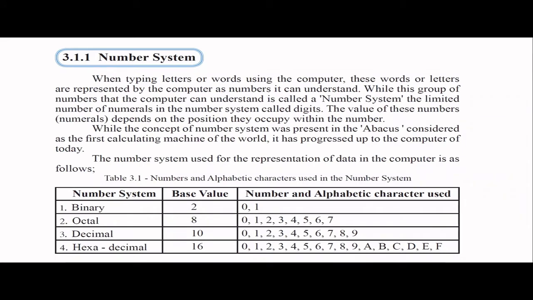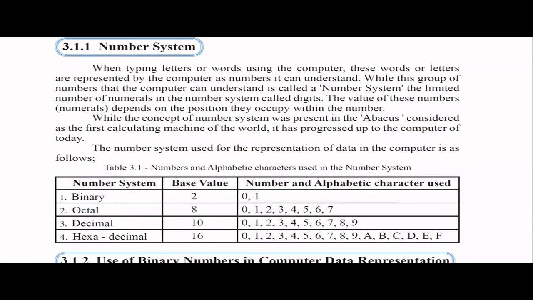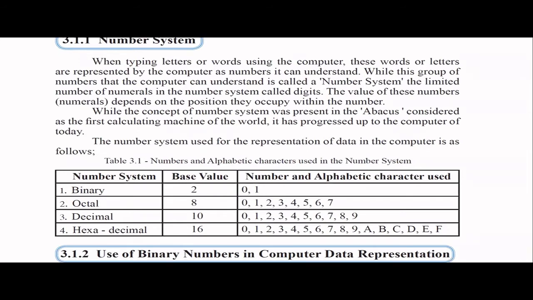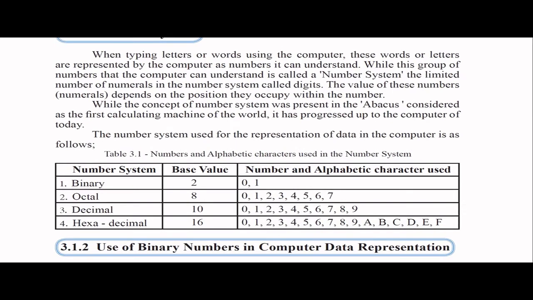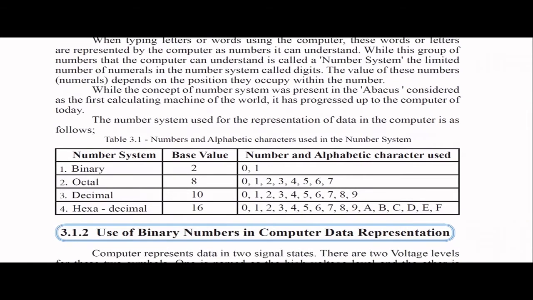What are these numbers? This group of numbers that the computer can understand is actually called a number system. The number system is usually limited to numerals, and we call them digits, right? So based on a few digits, you can create a number. Hope you know about the abacus, right? That is actually the first calculating machine of the world.